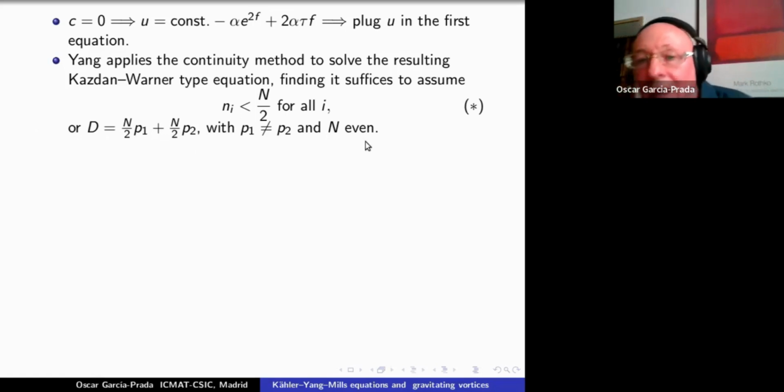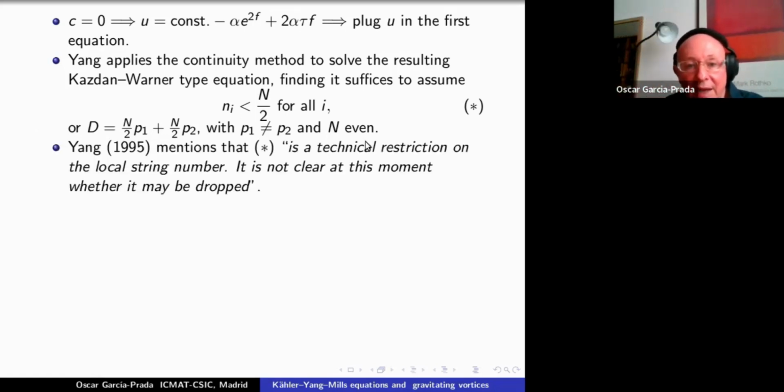And then he says in his paper that this condition is a technical restriction on the local string number. The string number is n, sometimes called the vortex number, but it's just a Chern class. And it is not clear at this moment whether it may be dropped. This is the comment he makes. I guess he was perhaps expecting that it was a technical condition that you could drop.